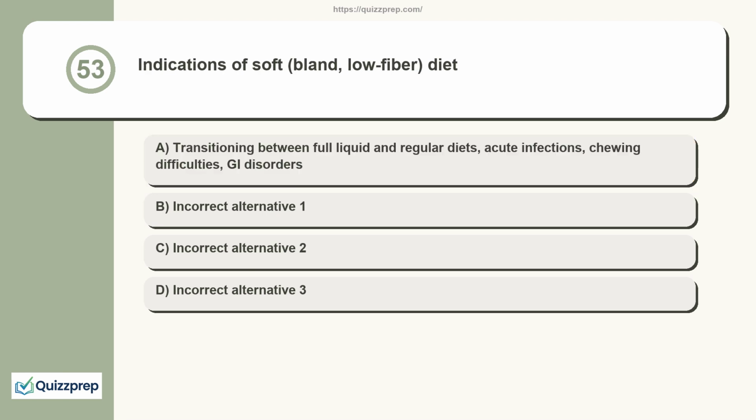Question 53. Indications of soft, bland, low-fiber diet. Transitioning between full liquid and regular diets, acute infections, chewing difficulties, GI disorders.